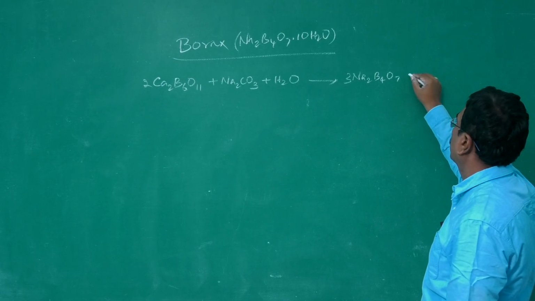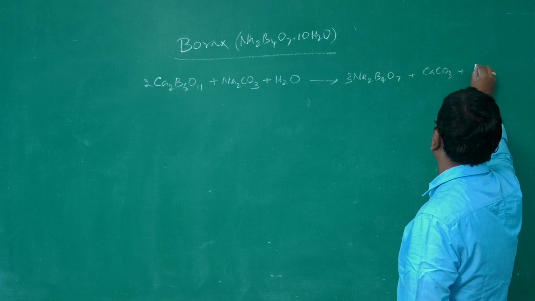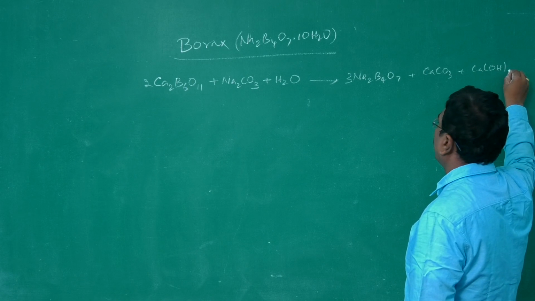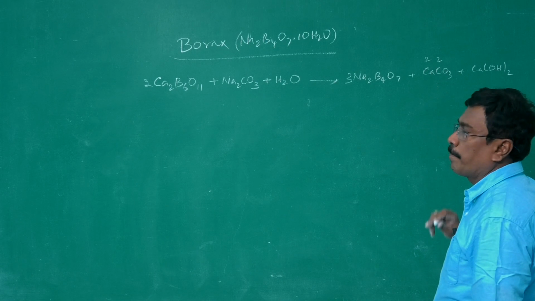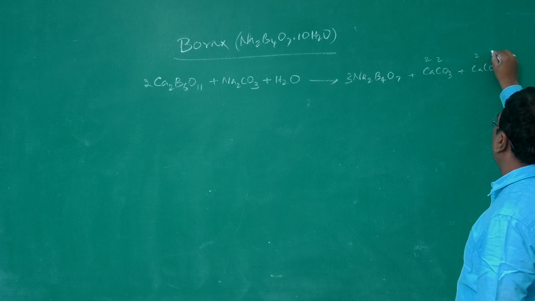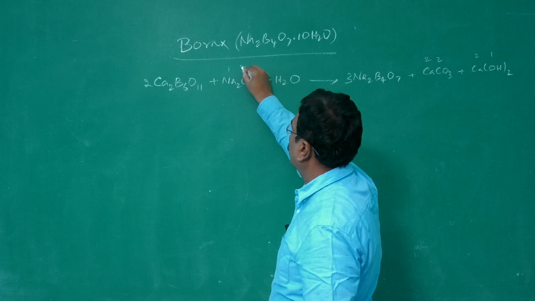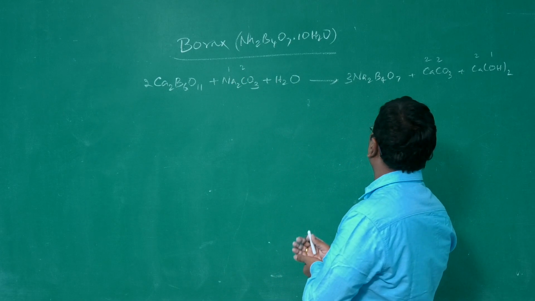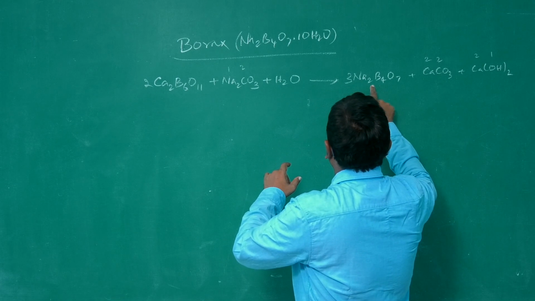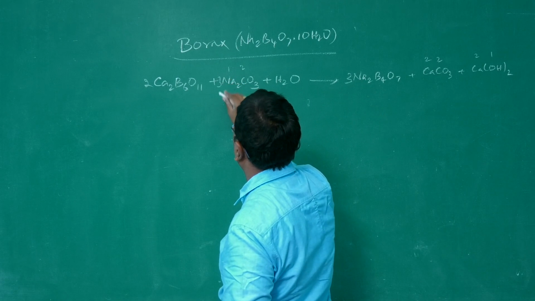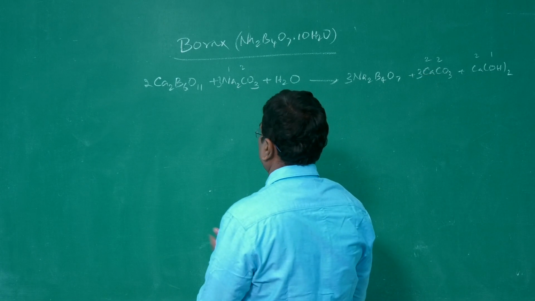The calcium present will become calcium carbonate and calcium hydroxide. You may know calcium has valency 2, carbonate also valency 2, therefore CaCO3. Calcium valency 2, hydroxide 1, therefore Ca(OH)2. Here valency 1, 2, therefore Na2CO3. Now, how many? Here we made 3 Na2, therefore it should be 3. 3 carbonate, therefore definitely 3 calcium carbonate. I think it is a balanced equation.